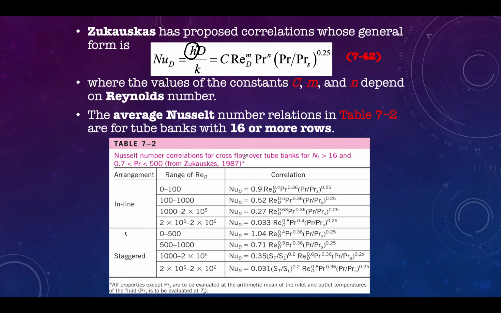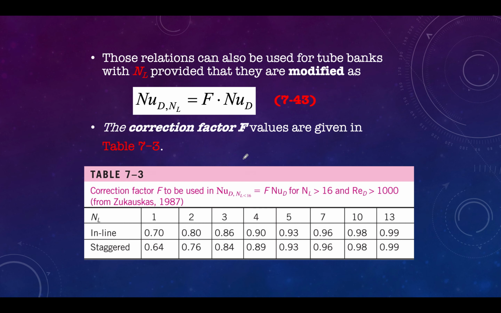So like I said before, if you have rows less than 16, you have to determine the Nusselt number, and you have to refer to table 7.3 where the number of rows is below 16. So how do we find the Nusselt number? We will find the Nusselt number for rows below 16 by using this equation: Nusselt number is equal to F times Nusselt number D. The steps are the same, but we have to add another term here, which is F.